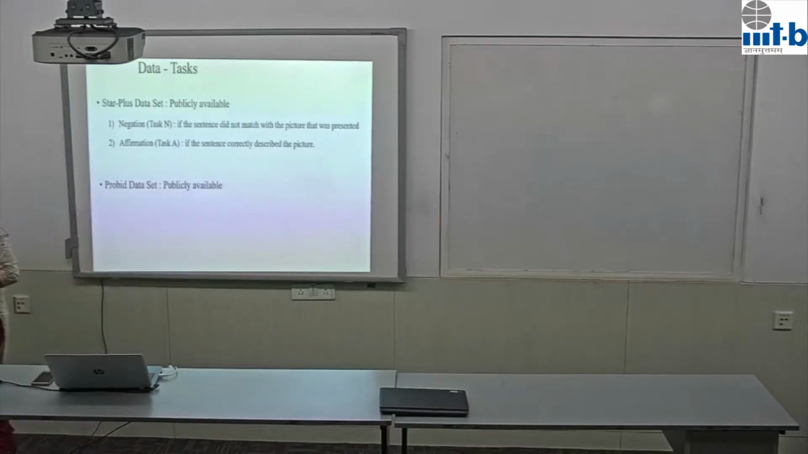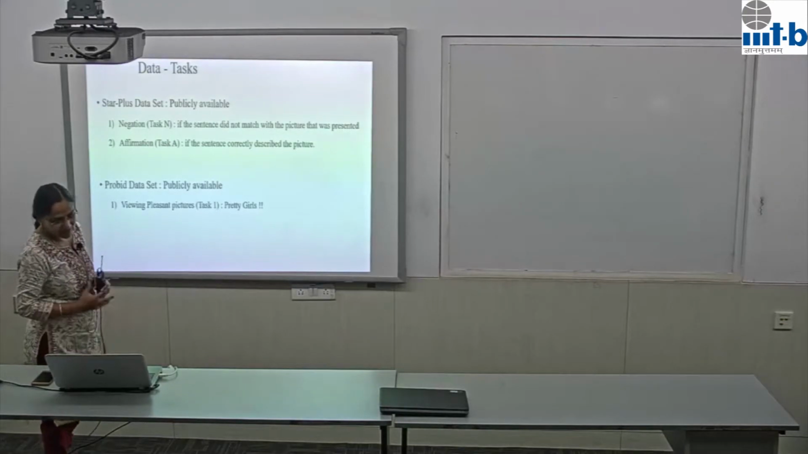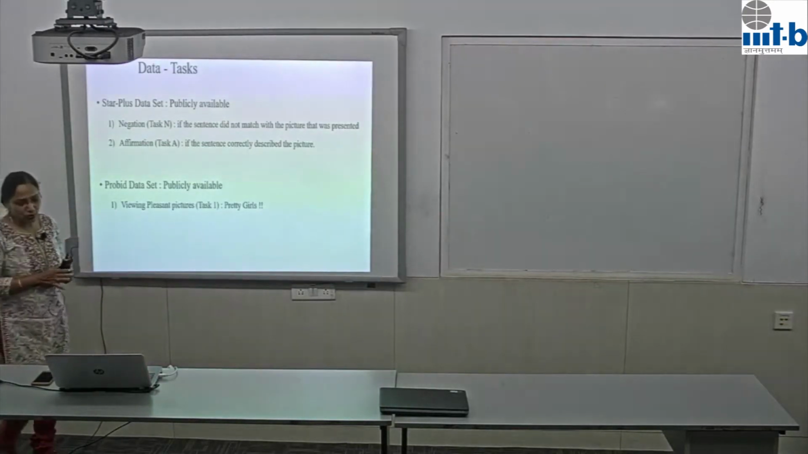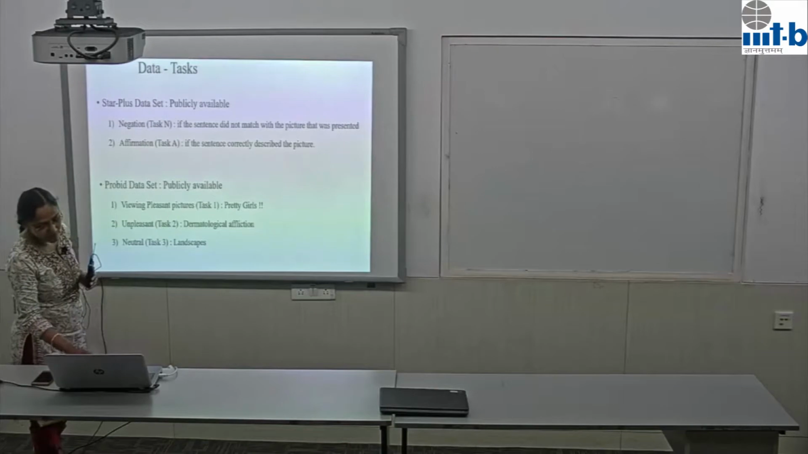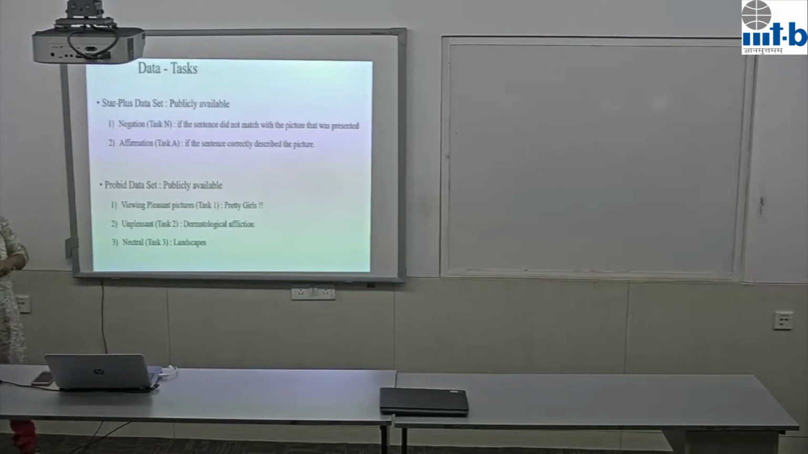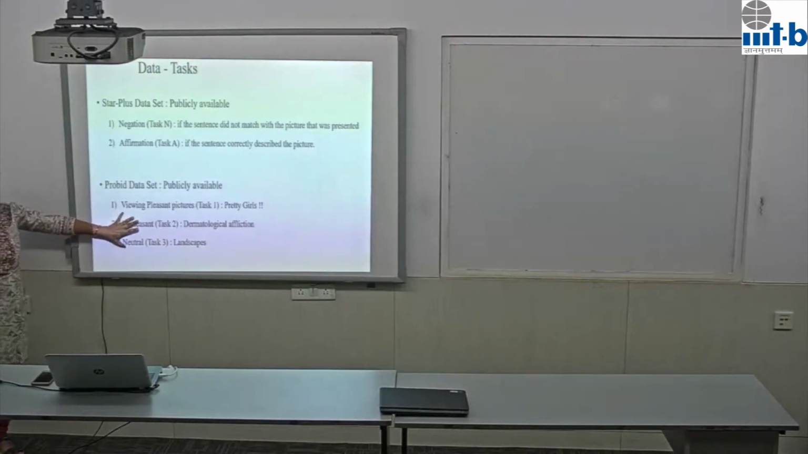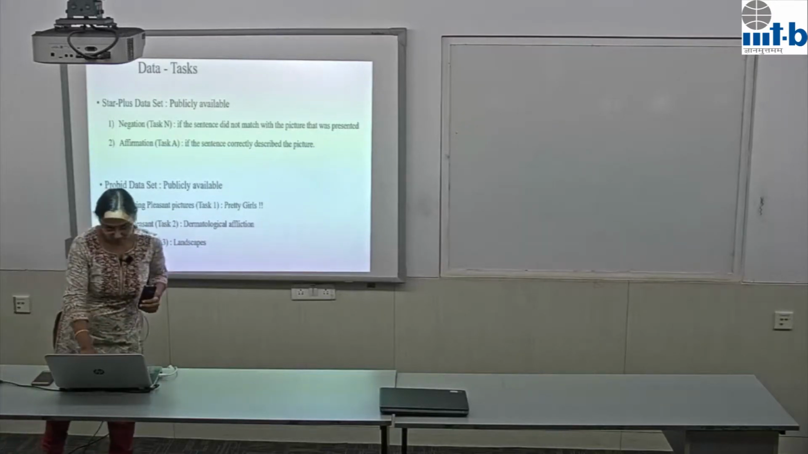Another publicly available data set that we used is the PROBIT data set. This has 3 tasks: viewing pleasant pictures, unpleasant ones, and neutral ones. So in both the cases, we try to discriminate between the 2 tasks here, and between these 3 here.